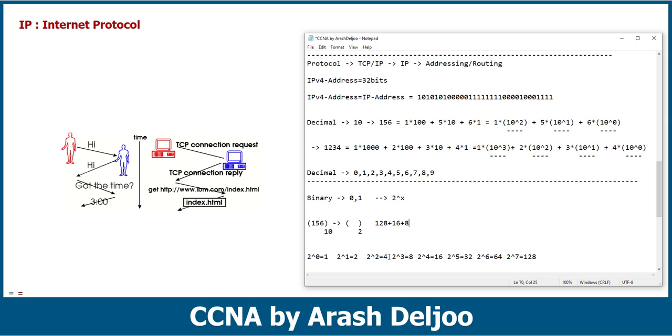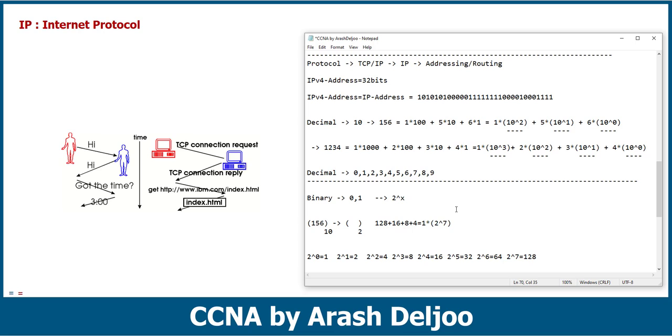And after that we have a 4. Let me add these values to each other. 128 plus 16 equals 144, plus 8, 152, plus 4, 156. This means that if you want to use the binary values for creating the 156, you can use 1 multiply 2 to the power of 7. Let me write here 1 multiply 2 to the power of 7.